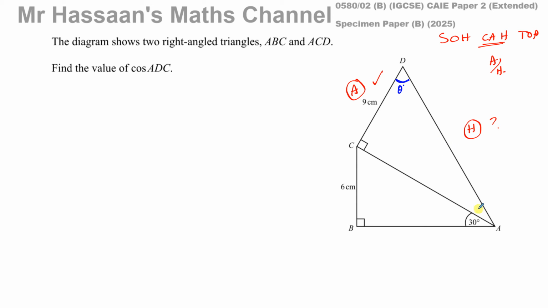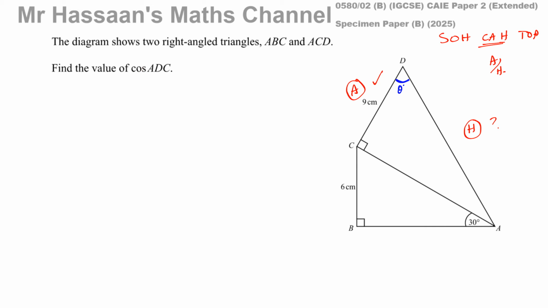From this triangle, we cannot find it directly because we don't have enough information. But what we can do is look at the triangle ABC and think about the side AC, which is part of both triangles, a common side to both triangles. If I can find the length of AC and then I know already DC, I can then find the length of AD and find what we're looking for, which is the value of the cosine of ADC.